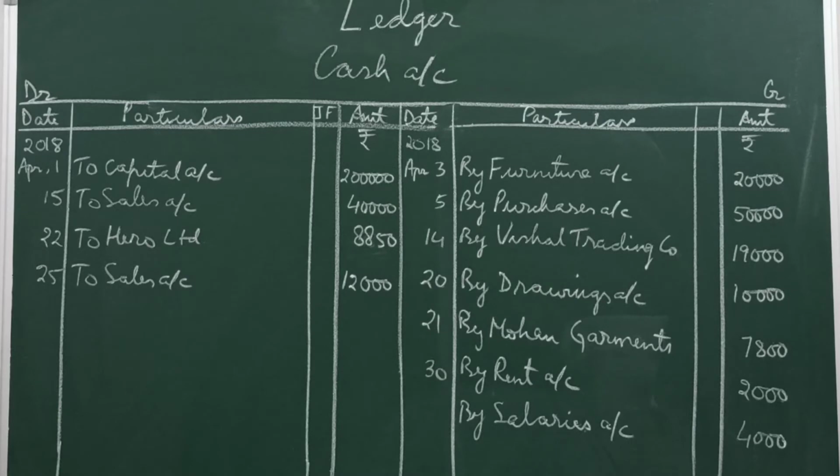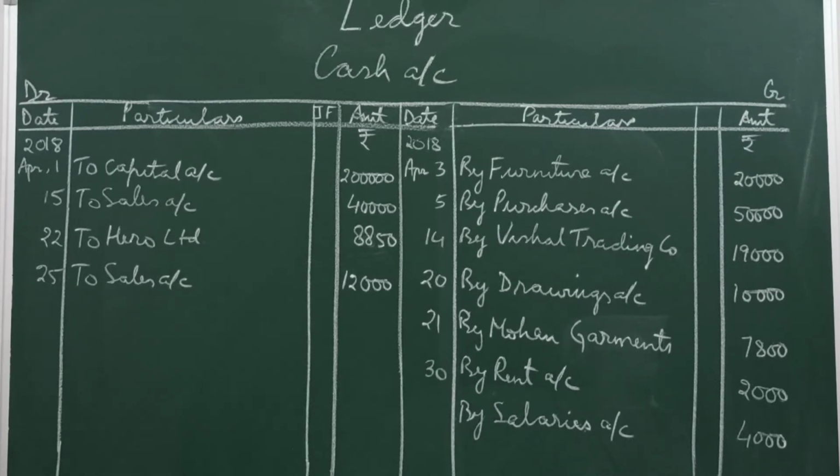You will not write "To cash account" or "By cash account" in the cash account, because it will not give you the result. How will you know that money has come into the business in the name of what, and what payment you made in cash for what? So you never write the name of the same account in debit side and credit side. We always write the opposite side.